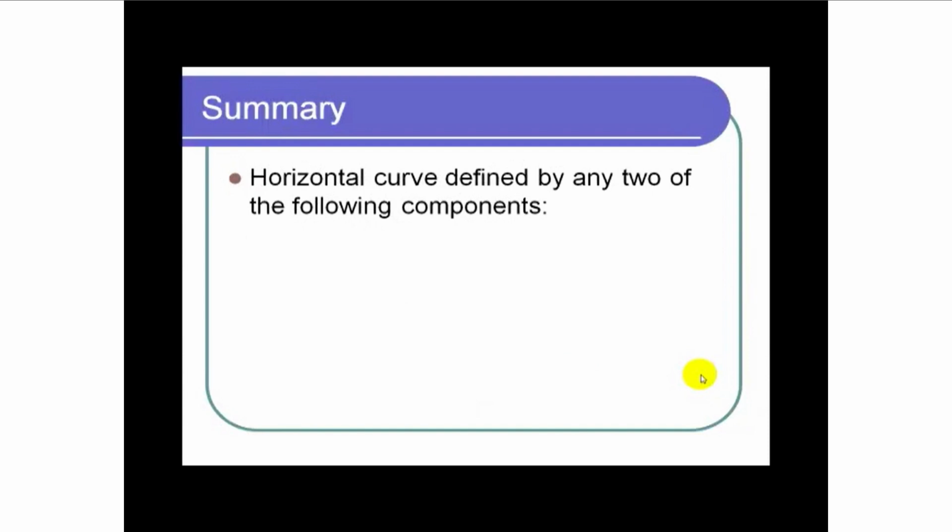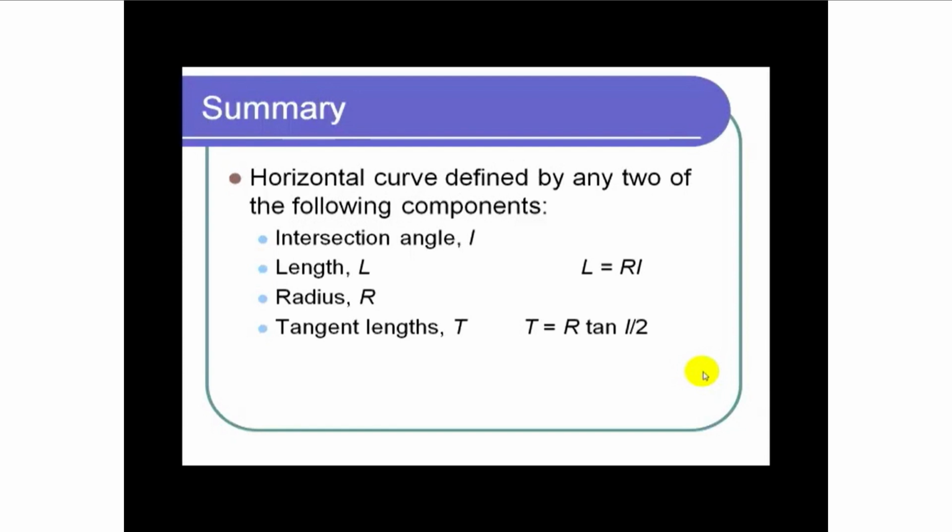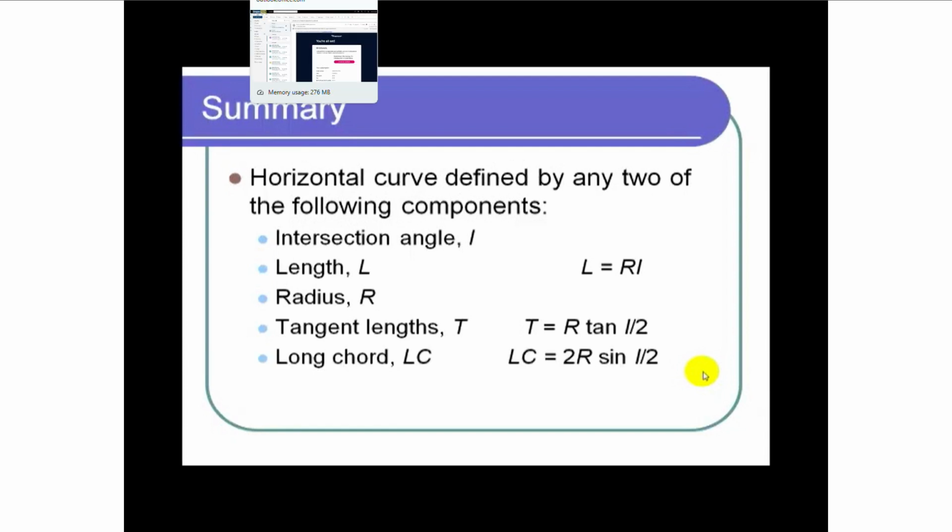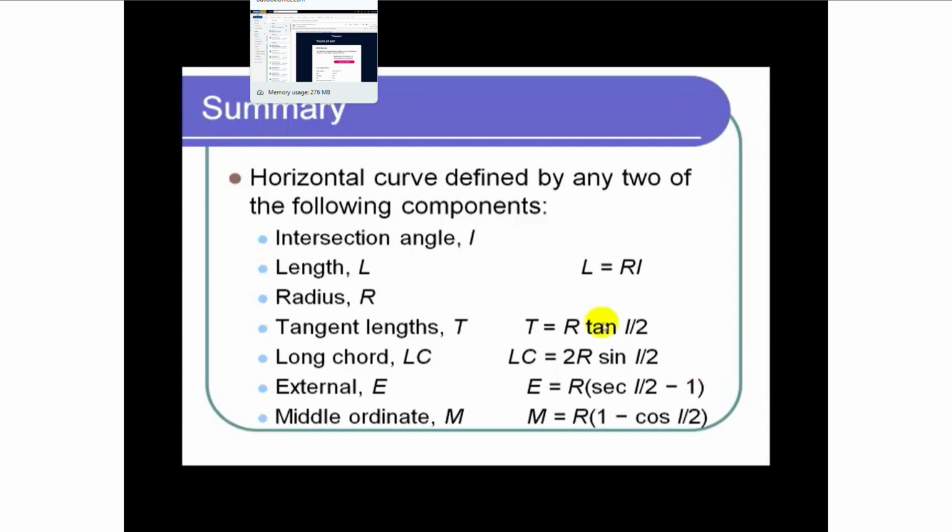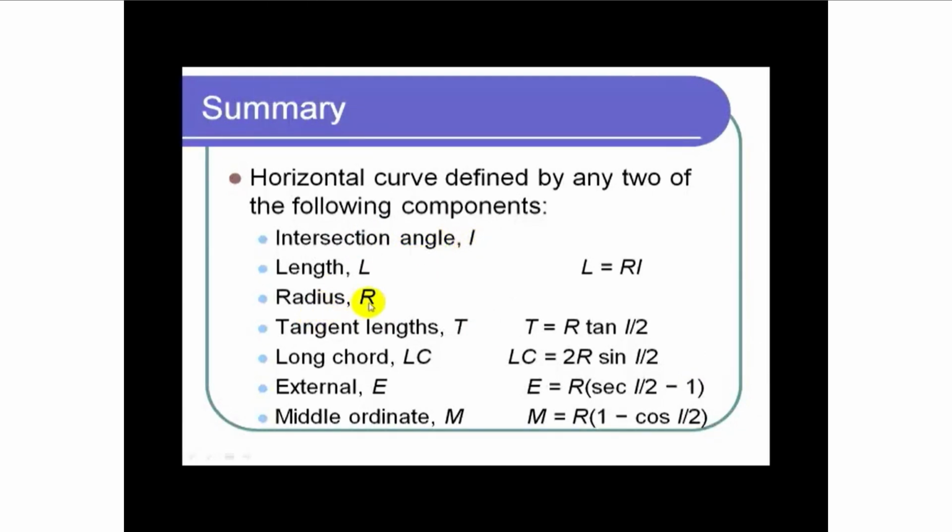In summary, the horizontal curve is defined by any 2 components. They can be the intersection angle, the length, the radius, the tangent, the long chord, the external, or the middle ordinate. Typically, it's defined by the radius and intersection angle. This is done by design. When you lay out the tangents, you actually just form the intersection angle. And when you look at safety concerns for the curve, you want to find out how long the curve has to be, you look at the radius.